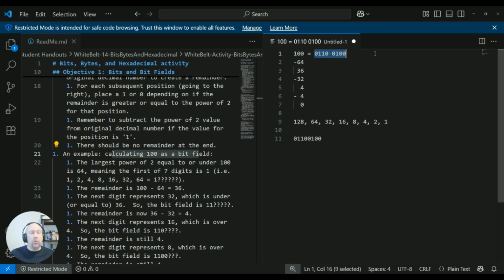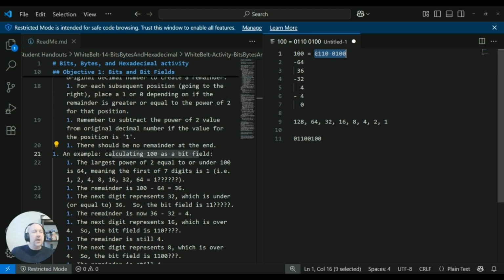But 01100100 is the binary value of 100. Very wordy. But if these were wires, if these were 8 wires, they would represent things going along. It would be no electron, electron, electron, no electron, no electron, electron, no electron, no electron.